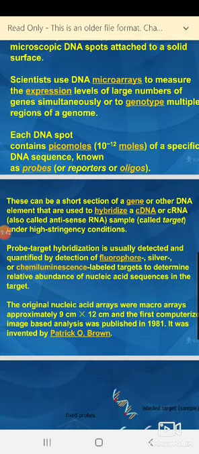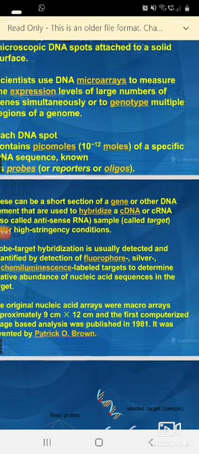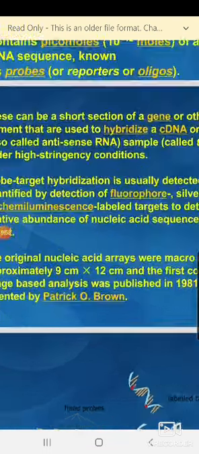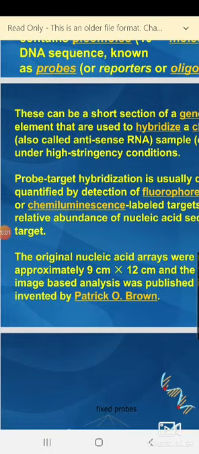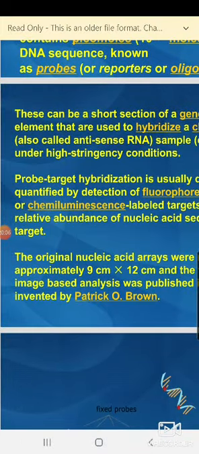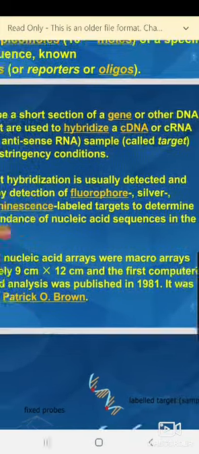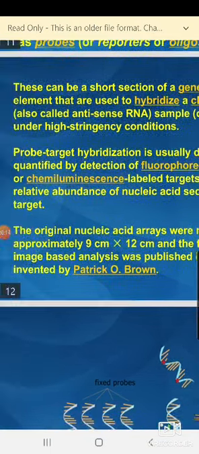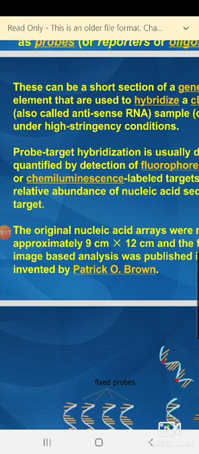Each DNA spot contains a very small amount, that is called picomole, 10 to the power minus 12 moles, of a specific DNA sequence, known as probe, or we can say reporter or oligos, whichever way you can mention them. Now, what actually is happening? This can be a short section of a gene or other DNA element that is used to hybridize a cDNA or cRNA, also called antisense RNA sample, called target, under high stringency condition. Now, once you have the fixed DNA there, you need to hybridize.